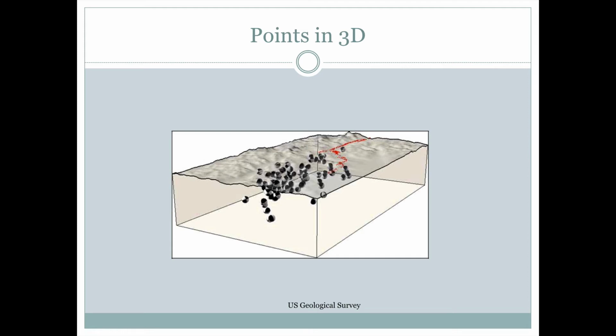We can put points or lines into a 3D representation of a map, and then that shows us where it is with respect to the surface of the Earth or some other features associated with the Earth. In this example here from the USGS, each one of these little beach ball looking things represents an earthquake that occurred in this area here.